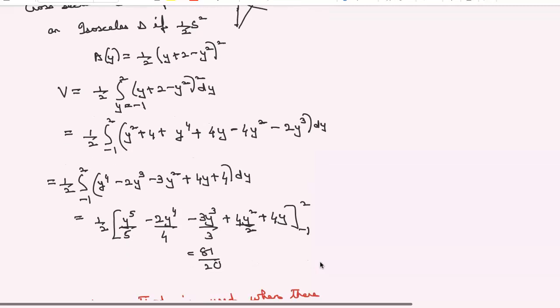When you simplify this you get y raised to 4 minus 2y cubed minus 3y squared plus 4y plus 4. And now integrating, integral of y raised to 4 is y raised to 5 by 5. Integral of y cubed is y raised to 4 by 4. Integral of y squared is y cubed by 3. Integral of y is y squared by 2. Integral of dy is y. So you get the answer as 81 by 20.